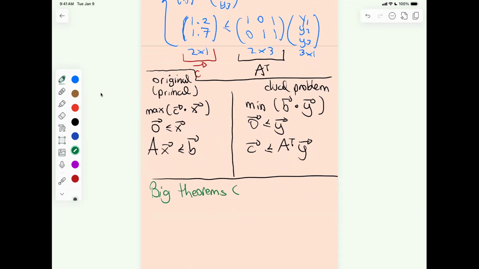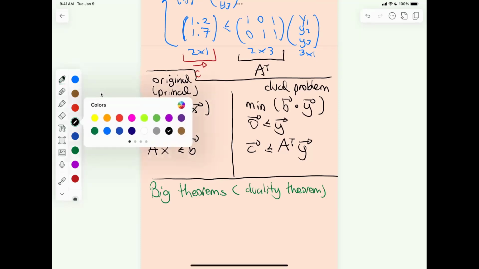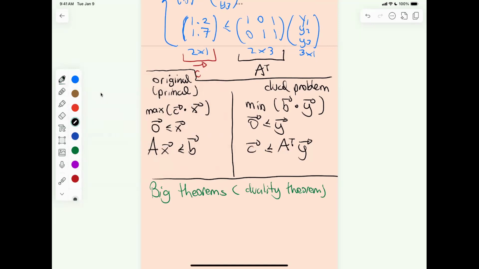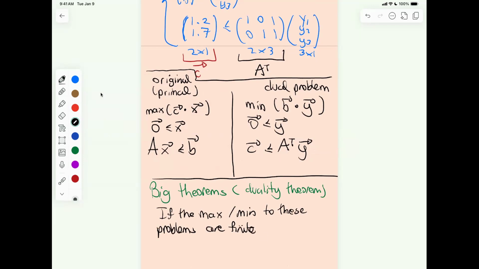called the duality theorem. I'll write it verbally in a somewhat imprecise way, but later we'll be more precise. It says that if the max and min of these problems are finite, then they coincide, basically.